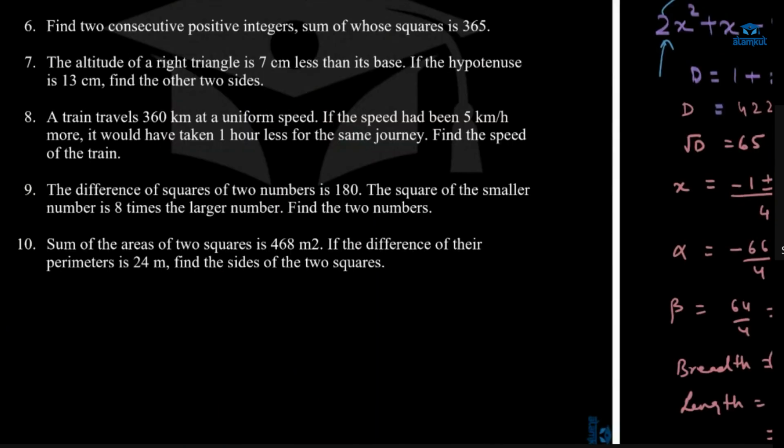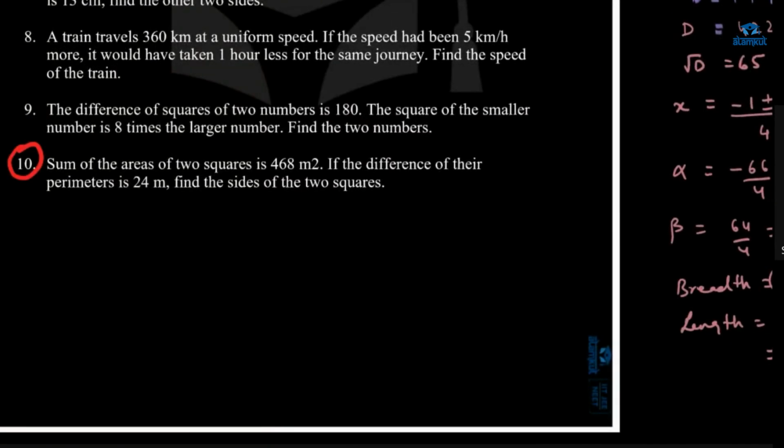Okay, fine. Now the 10th question: the sum of the areas of two squares is 468 meter square. If the difference of their perimeters is 24 meter, find the sides of the two squares. So what is given here? Sum of the areas of two squares. Let the sides of the squares be a and b. So the areas would be a square and b square, and a square plus b square is equal to 468.